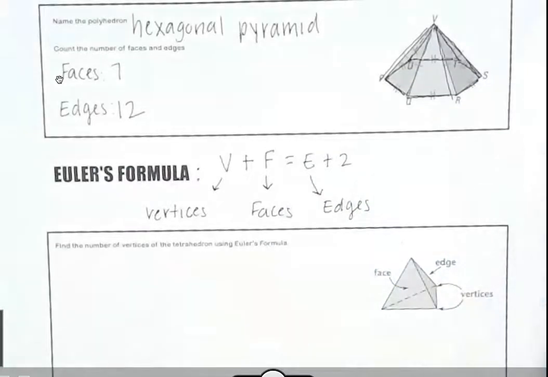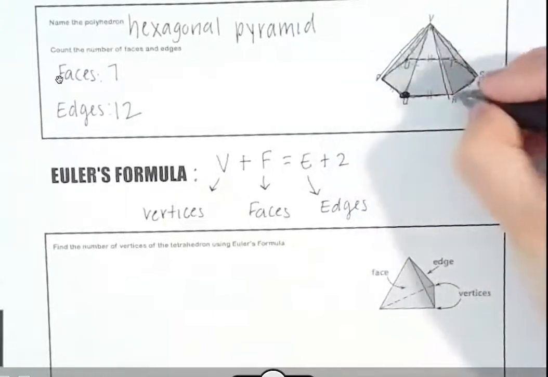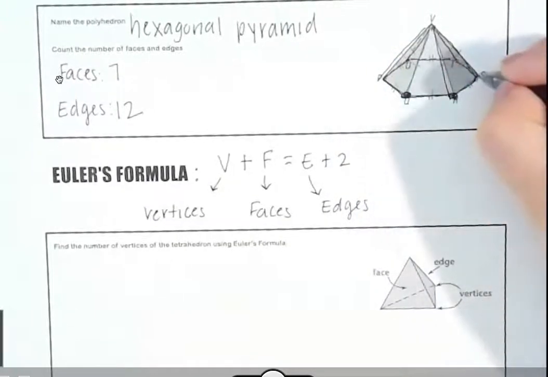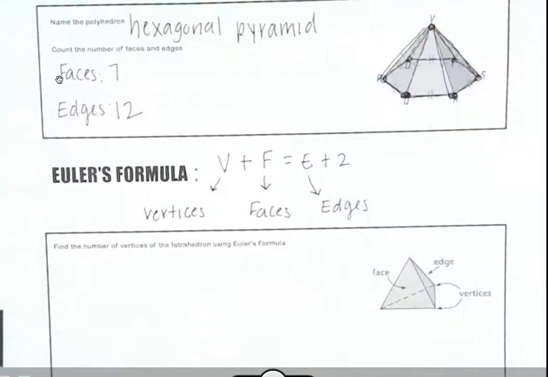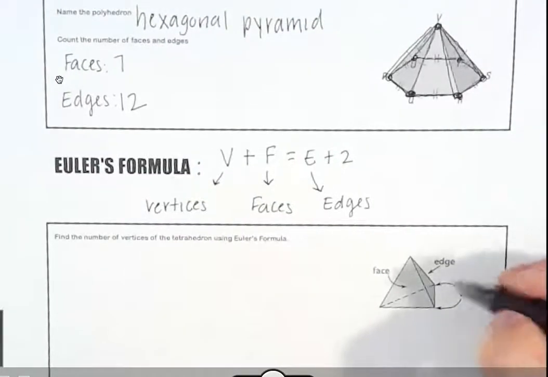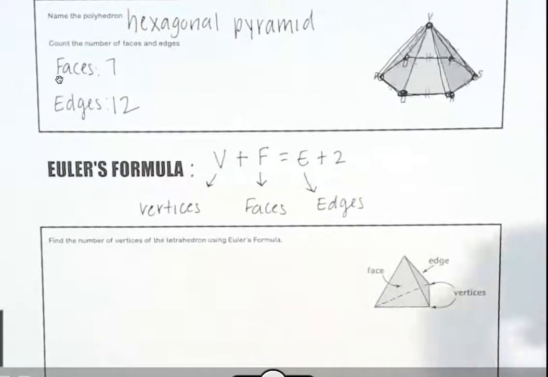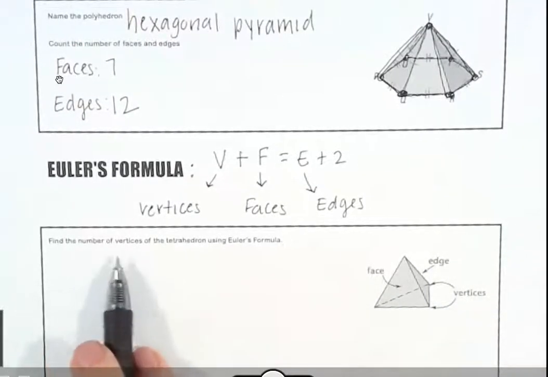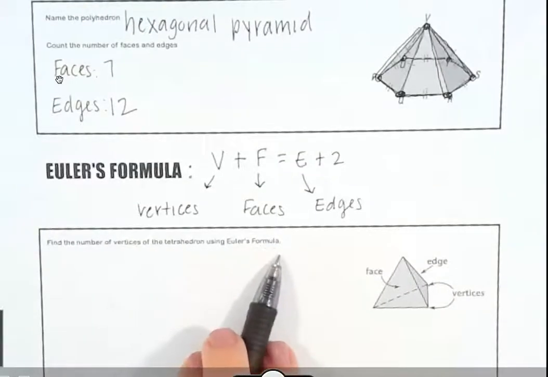Now a vertex, we didn't really quite talk about that in this example up here, is where your edges meet. So there would be one here, here's one, kind of the corners of your shape. A good example is right here. I didn't even notice that, right? Right there where your edges meet, those are vertices. It says, find the number of vertices of a tetrahedron using Euler's formula.